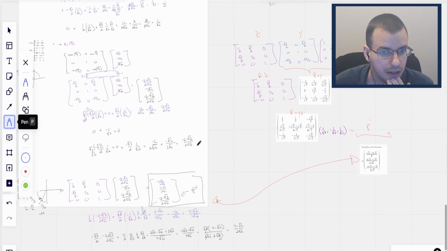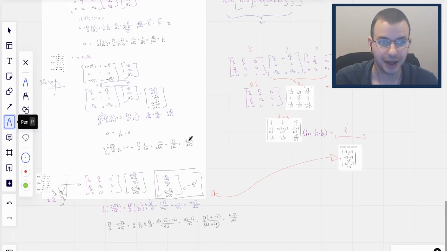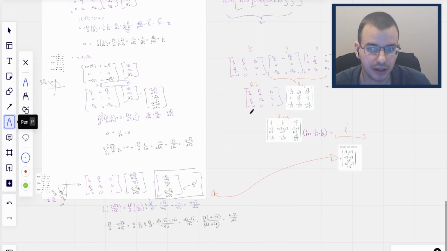So that's how you go through rotations. Hope that helped. I know lots of confusion. This is why computers do this. It's because it's easy to make mistakes.